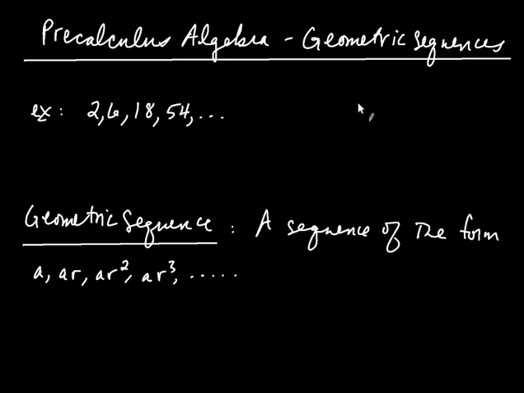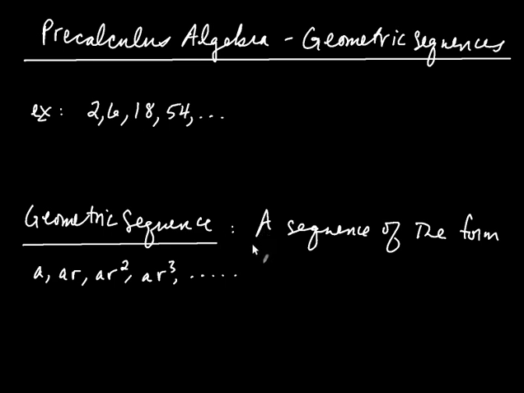Here we're going to talk about what are called geometric sequences. So for example, consider the sequence 2, 6, 18, 54, and so on. Do you see how I'm getting from one term to another? I'm taking 2 and multiplying it by 3 to get 6. I multiply that by 3 to get 18, multiply that by 3 to get 54, and so on. So this is an example of a geometric sequence.